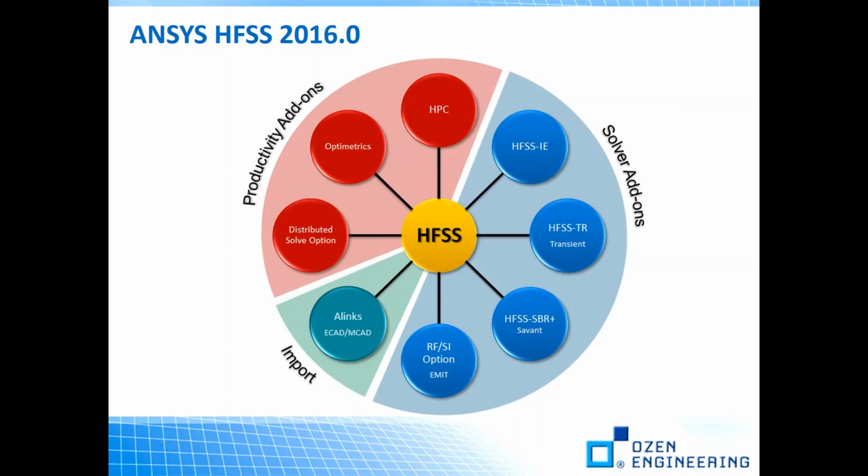It's a new feature added to HFSS, which is really good for electrically large structures, especially for platforms when you install the antenna on a large or complex platform. And RF, radio frequency, and SI, signal integrity, options are included there. For example, EMIT is one of the new features that you can use for EMI, electromagnetic interference, and look at RF co-interferences.